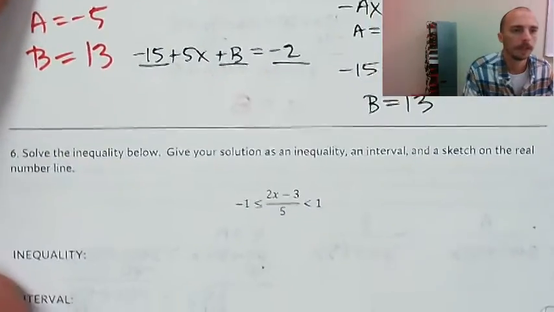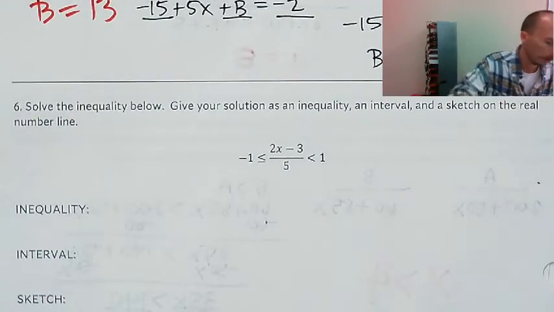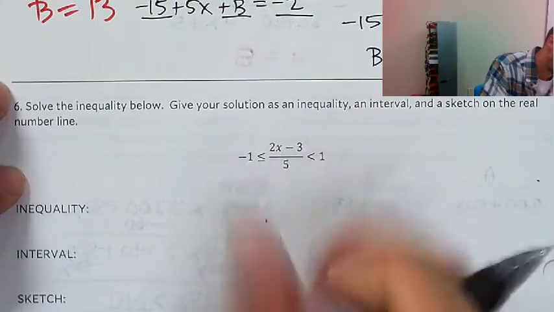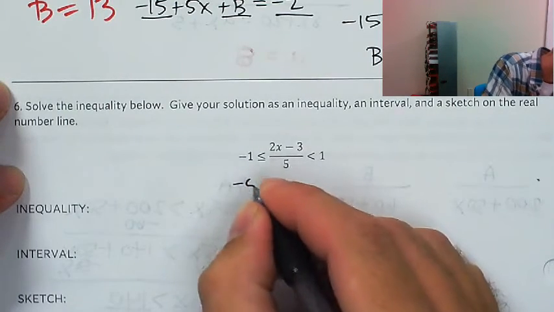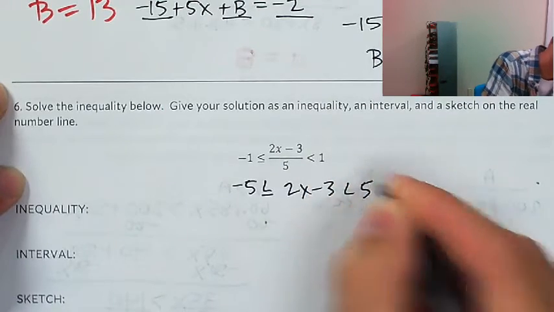Then we're going to solve this inequality down here. I'm going to just be fair to all 3 sides. Whatever I do in the middle, I have to do on the outsides too. So I'm going to get rid of this divided by 5 by multiplying all 3 sides by 5. So that'll be negative 5 less than or equal to 2x minus 3 less than 5.